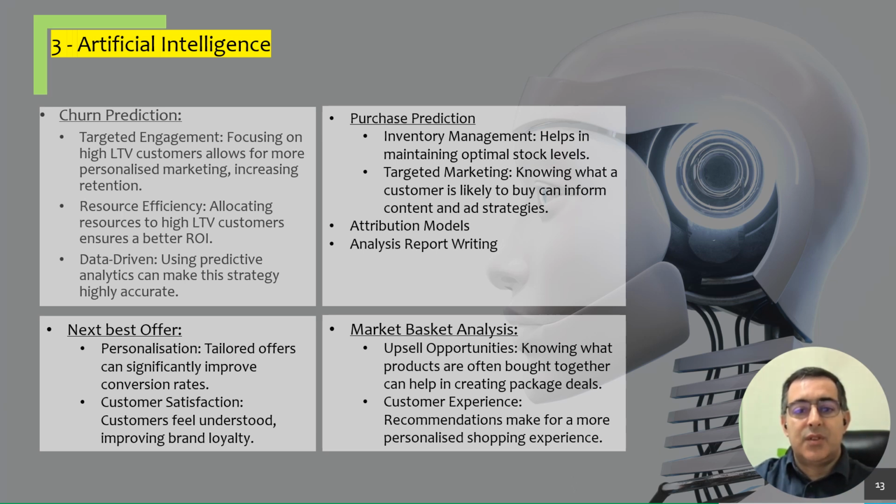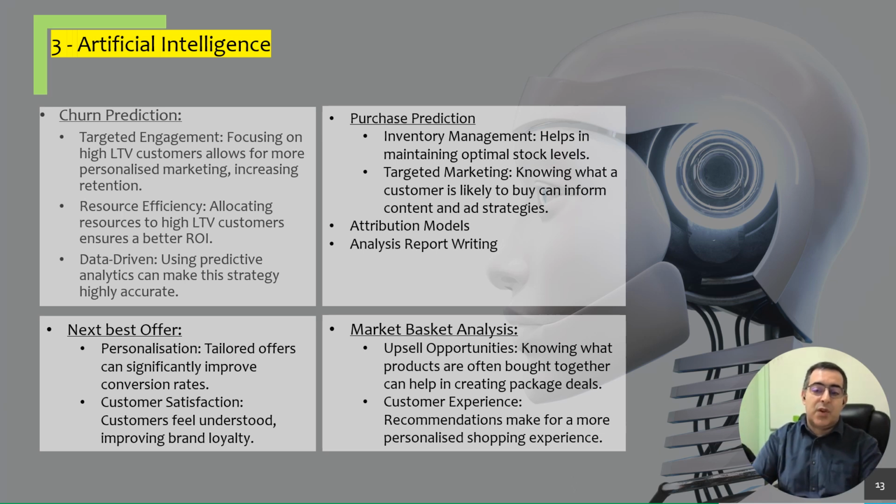Okay, so that is very important. And resource efficiency: allocating budgets to these high LTV customers ensures a better rate, of course. On the other hand, you can have purchase predictions working at different levels, one for sales and another for your inventory. So if you know the purchase prediction for specific products and you want to maintain adequate stock levels, maybe you can do both with them.